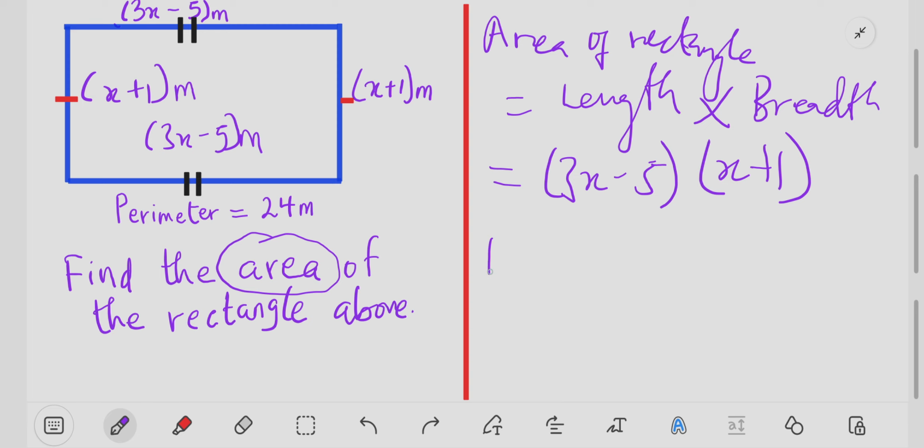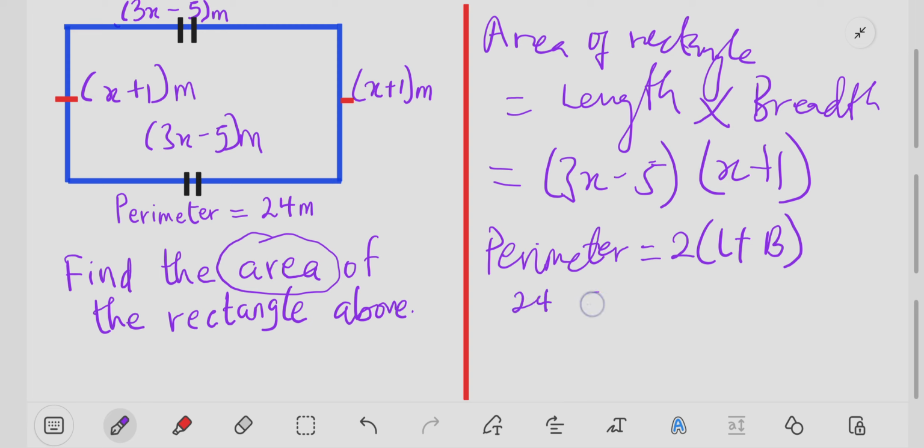We've been given a perimeter. Now we know that the perimeter of a rectangle is the sum of all four sides. Or if you have the length and the breadth of the rectangle, you can always go with this formula: 2 multiplying the sum of the length and the breadth. But what's the perimeter given in the question? You have 24. And what's the length? 3x minus 5. The breadth is x plus 1.